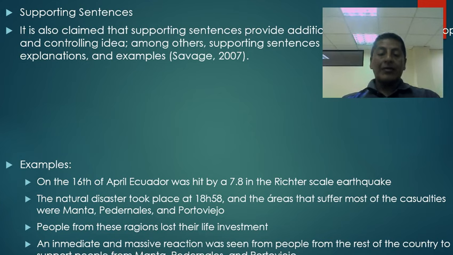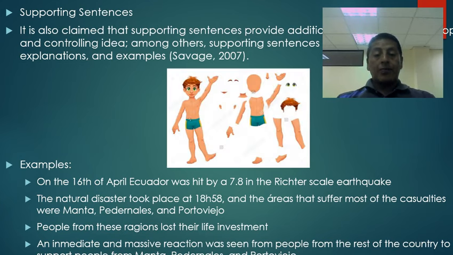So this type of supporting sentence is contributing to what the topic sentence says. The topic sentence was talking about this natural disaster that took place in Ecuador, and also the consequence of this. It was that Ecuadorians showed support and unity, and so this last supporting sentence is showing what we say in the topic sentence. In other words, let me show you this picture here.